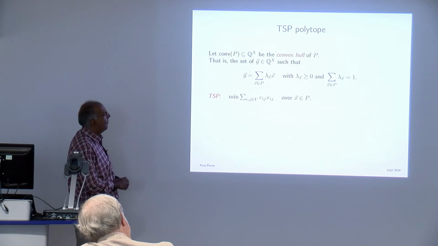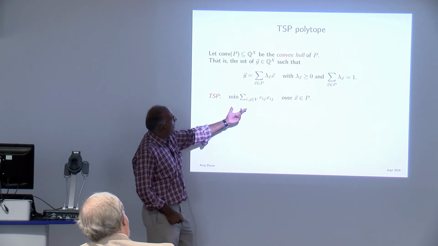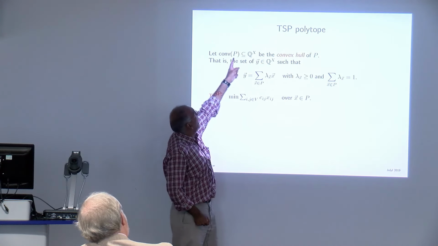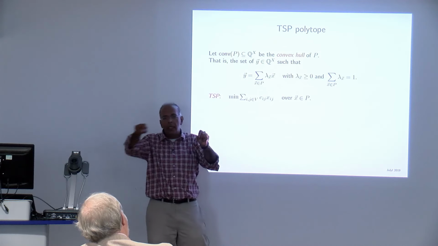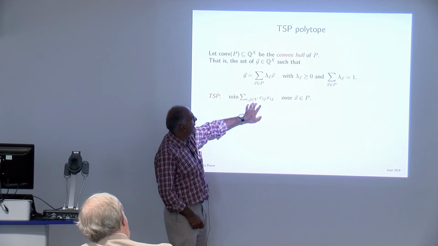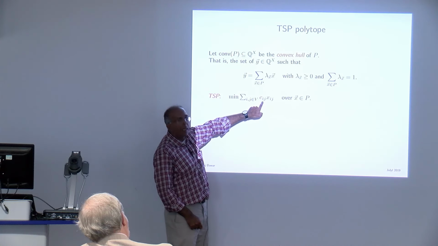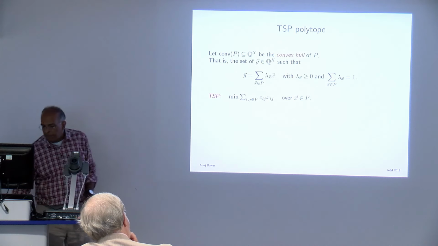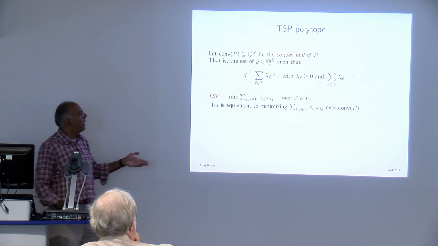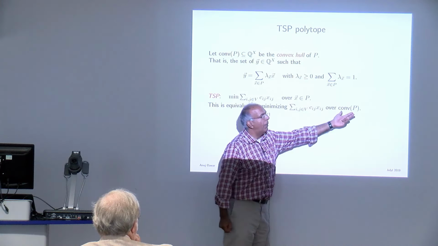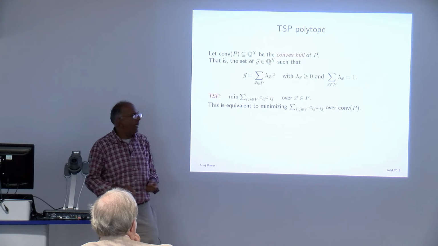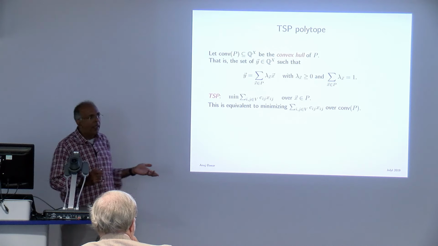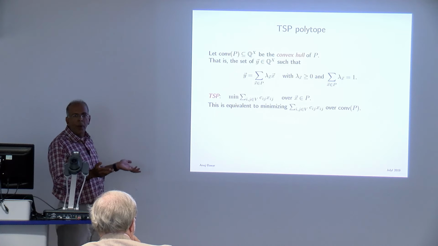So the TSP problem is the following. Find the minimum of this sum over all vectors which are in the space P. So a vector in P describes a tour through all the vertices. This is the cost of the tour. x_ij tells us we include this cost in our tour. But taking this minimum is the same as minimizing this linear function, not just over P, but over the convex hull of P. So it is minimizing a linear function over a convex linear set. And so it's a linear optimization problem.